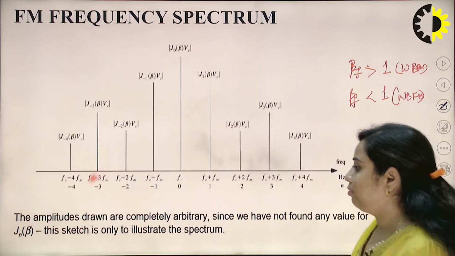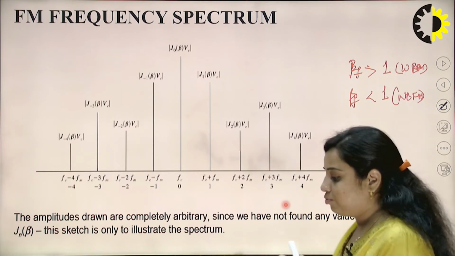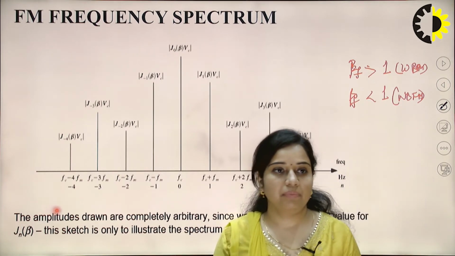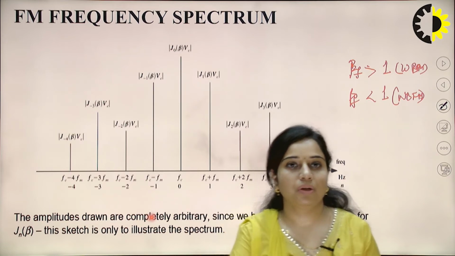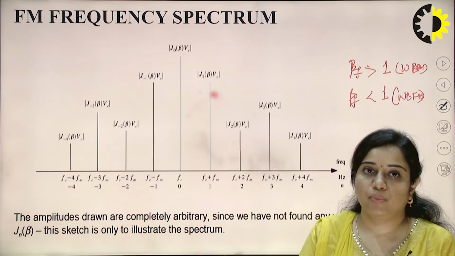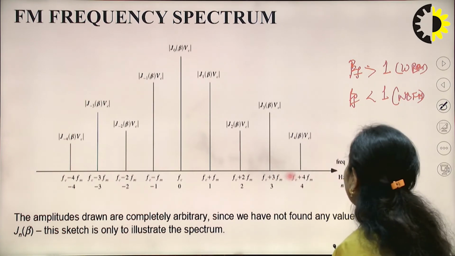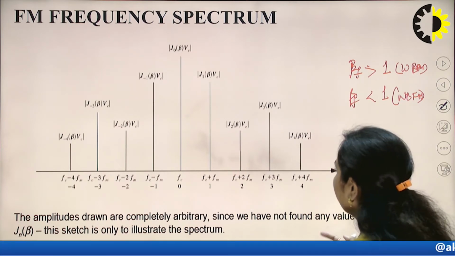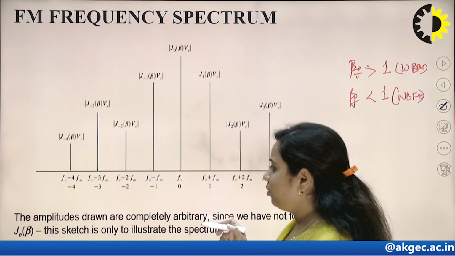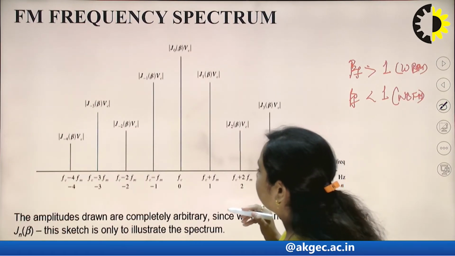Let us take an example where you have to calculate the value of beta using the formula delta f upon omega_m, and you get some value, let's say 2.3. Then 2.3 means that beta is greater than 1, so it will be considered a wideband FM case. So there are an infinite number of bandwidths in this particular case. So this is the frequency representation.